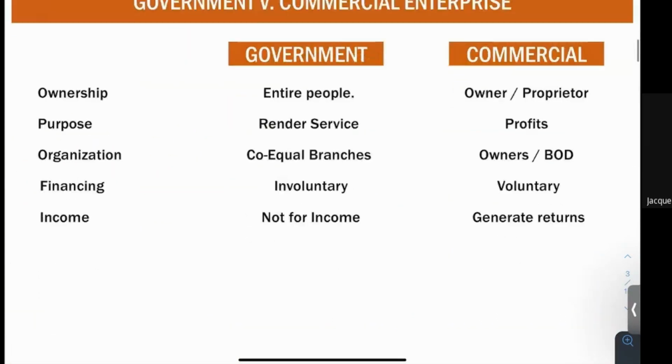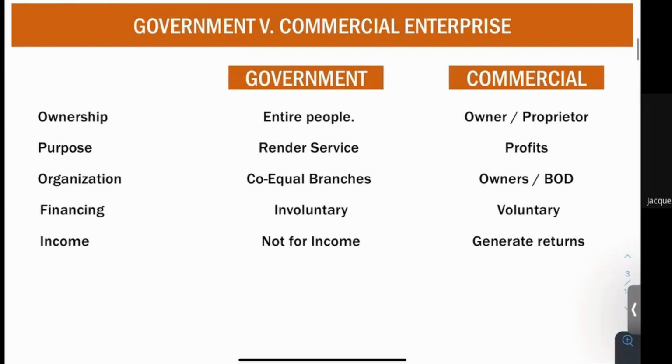Now, let's try to differentiate government versus a commercial enterprise. So we have already discussed what is a government. Now we try to differentiate this to what we normally account for, which is your commercial enterprise. So government versus commercial enterprise. First, as to your ownership. The government is owned by your entire people or the people in the community.